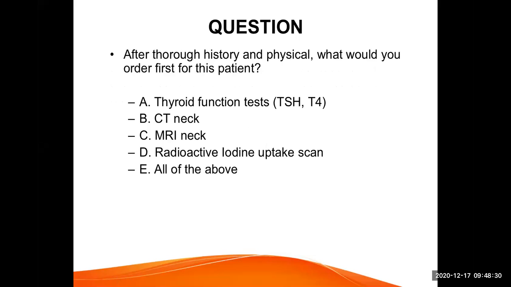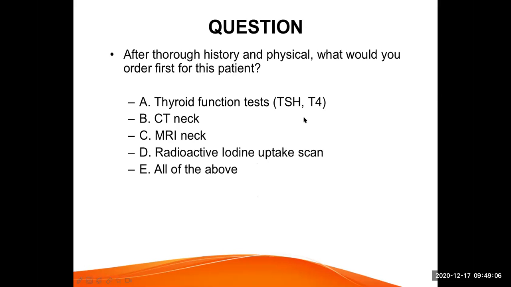Now, after thorough history taking and physical examination, what would you order first for this patient? You have to choose one option. There are 5 options given: thyroid function test, CT scan of the neck, MRI of the neck, radioactive iodine uptake scan, or all of the above. So what is the answer? What do you go for? TFT. Thyroid function test, TSH. Exactly.